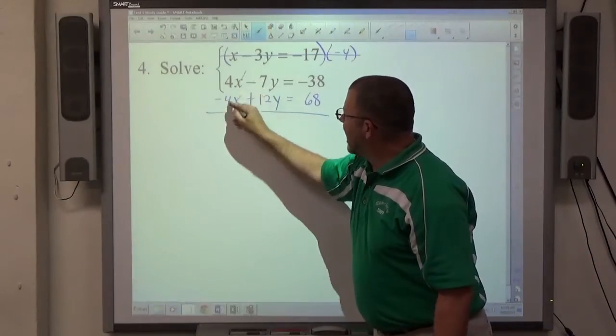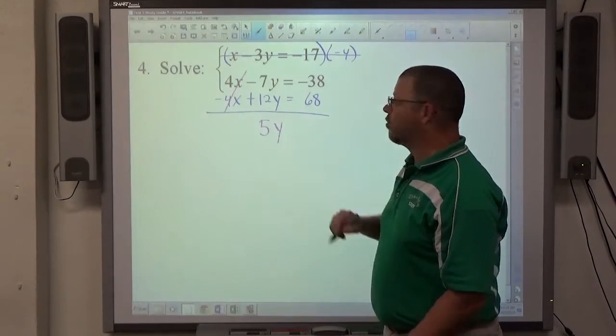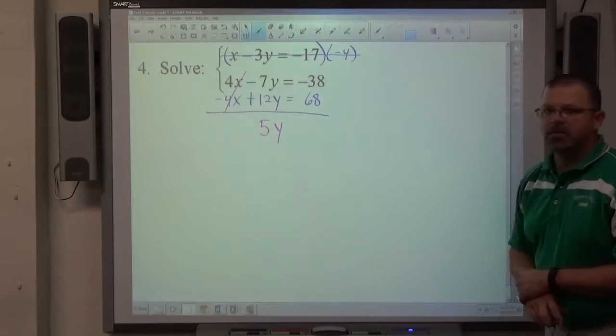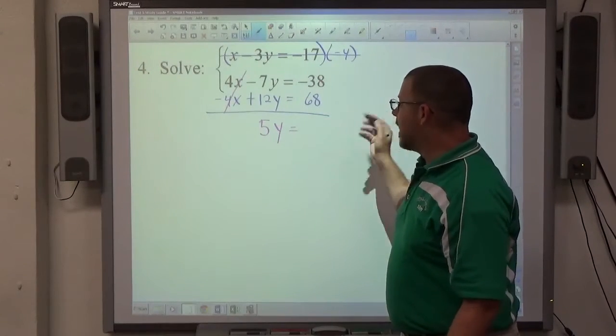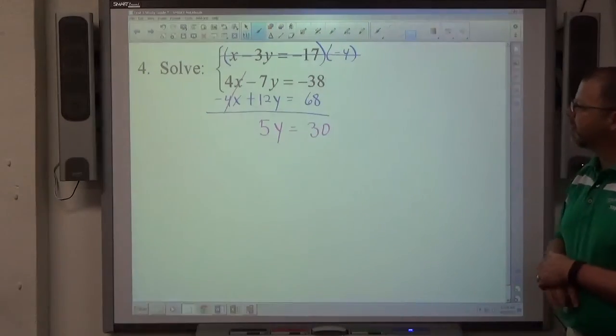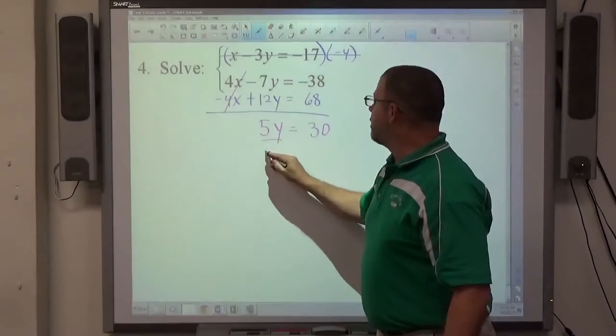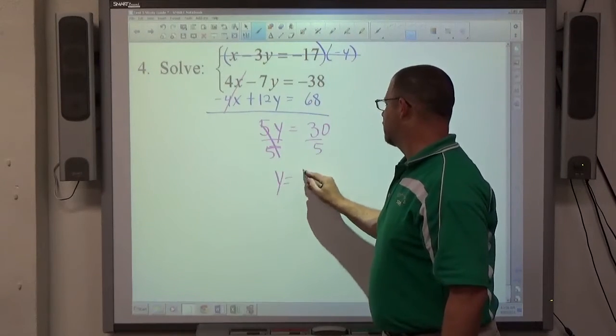4x minus 4x cancels. Negative 7y plus 12y makes 5y. Subtraction because the signs are different. And positive because 12 is bigger than 7. 68, negative 38, again opposite signs, so I subtract. 68 is bigger than 38, so we make it positive. 5y equals 30, we divide by 5. That gets me y is equal to 6.